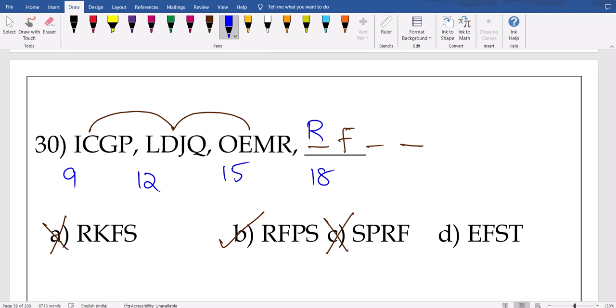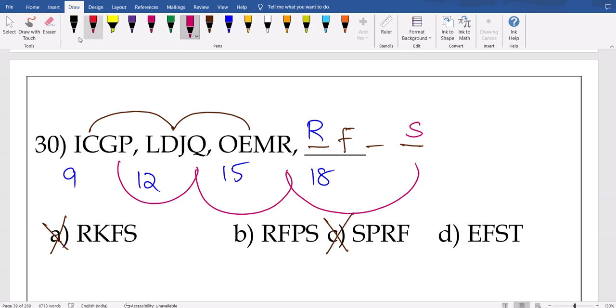PQRS, last letter S. Okay, but two options are there with S as the last one. Yeah, in fact, that's also fine. You need not waste time checking that directly. Instead of the first letter, you can go for the last letter, PQRS. Second letter F, last letter S. Only one option available, which is B.